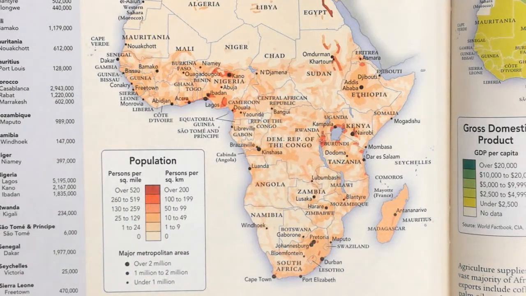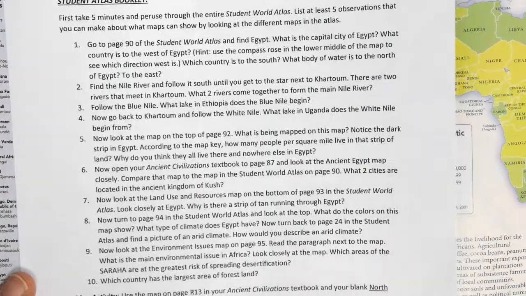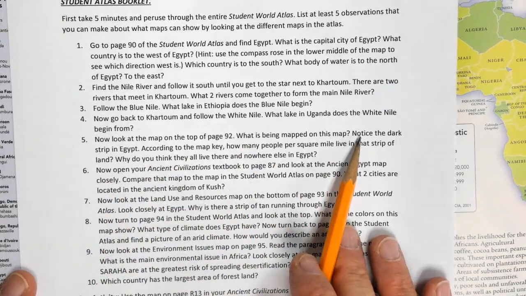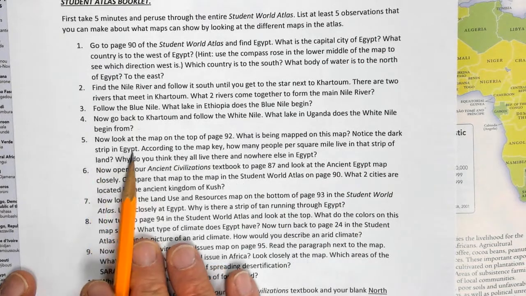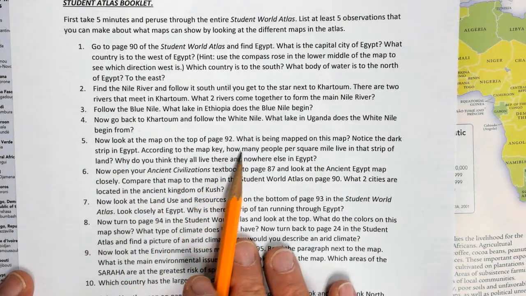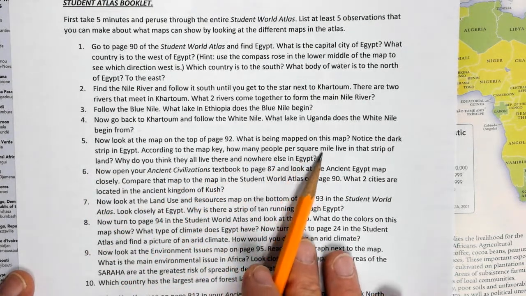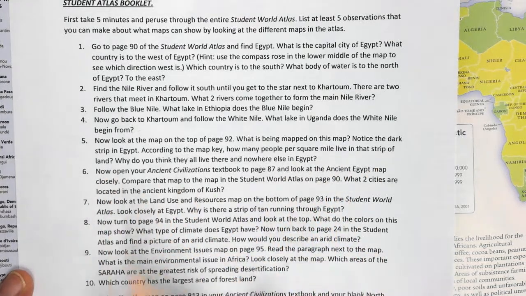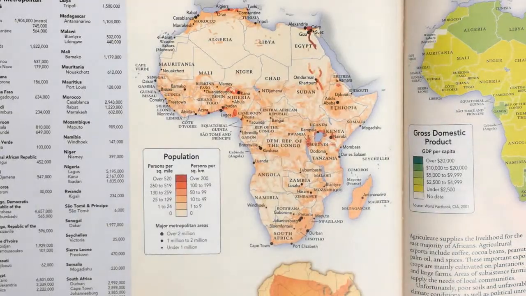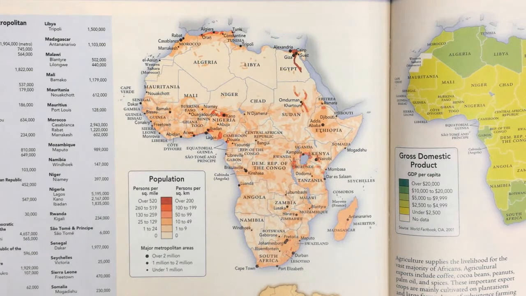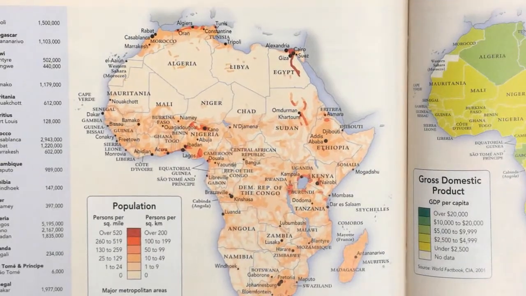Okay, back to the question sheet. Notice the dark strip in Egypt. According to the map key, how many people per square mile live in that strip of land? All right, let's go to the map again. Now that's the darkest color on the map. See that strip?